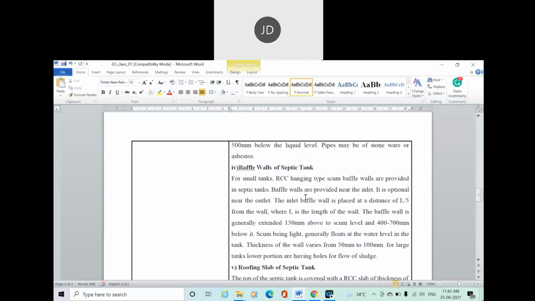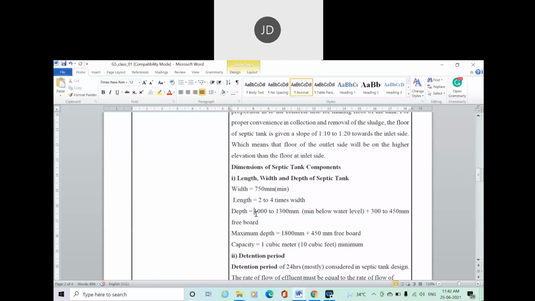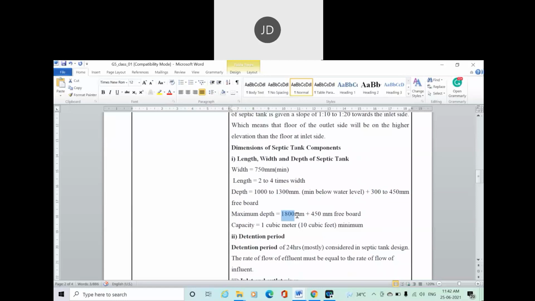The minimum depth of a septic tank is a water level of 1000 to 1300 millimeter with 300 to 450 millimeter freeboard, and the maximum depth you can provide is 1800 millimeter as water depth with 450 millimeter freeboard, considering a capacity of 1 cubic meter minimum. This is the minimum value. We are talking about the minimum length, width, and depth of the septic tank.